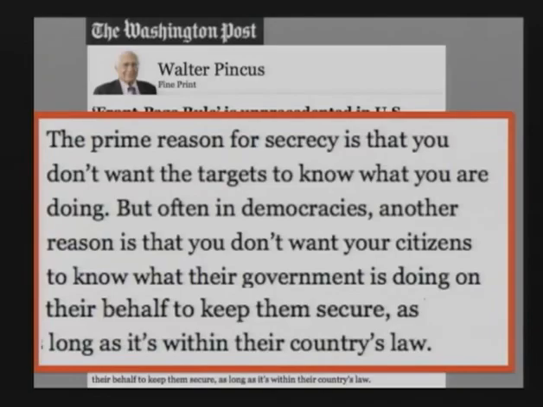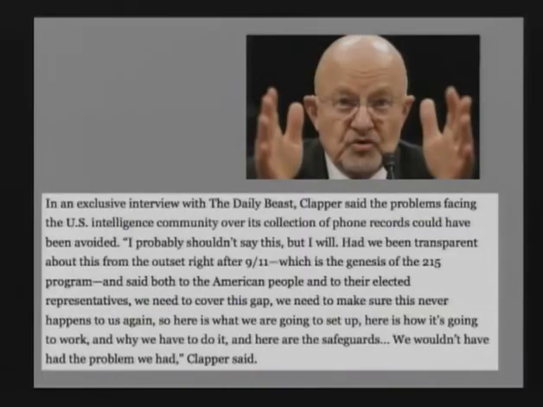On the other hand, we're seeing signs of progress. Just 2 days ago, James Clapper, who's the director of national intelligence, gave an interview in which he said this. He said, "The problems facing the U.S. intelligence community over its collection of phone records could have been avoided. I probably shouldn't say this, but I will. Had we been transparent about this from the outset, right after 9/11, which is the genesis of the 215 program, and said both to the American people and to their elected representatives, we need to cover this gap, we need to make sure this never happens to us again, so here's what we're going to set up, here's how it's going to work, and why we have to do it, and here are the safeguards."